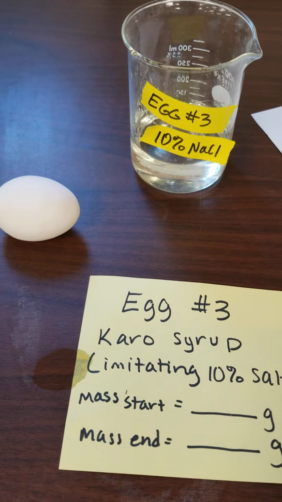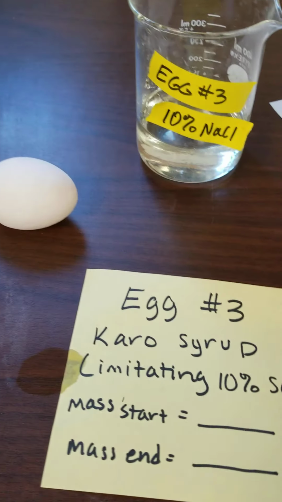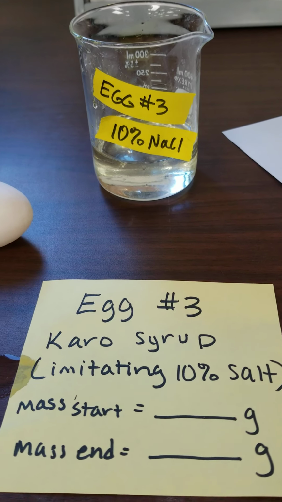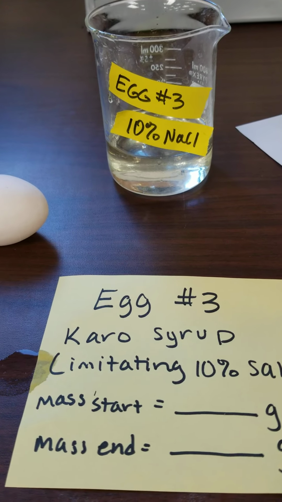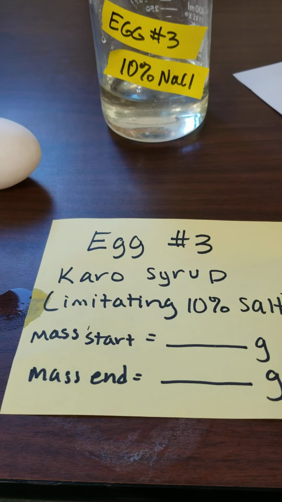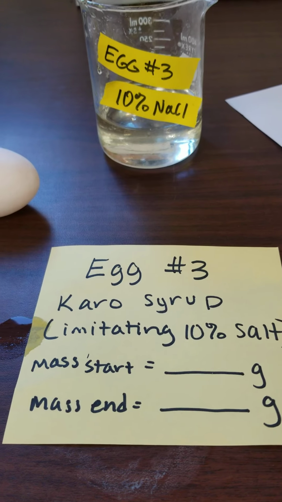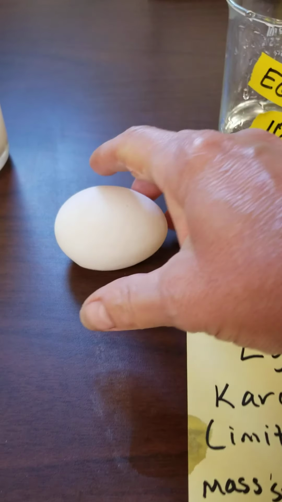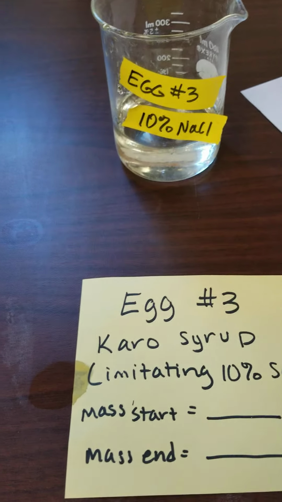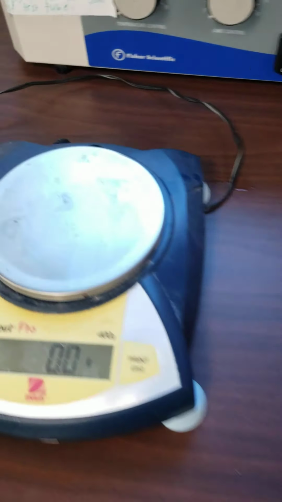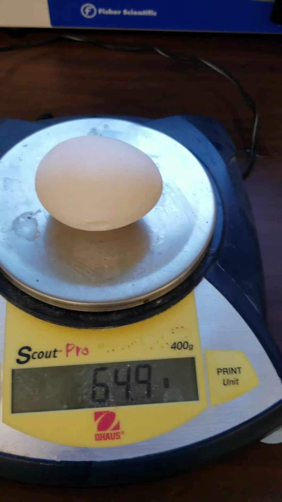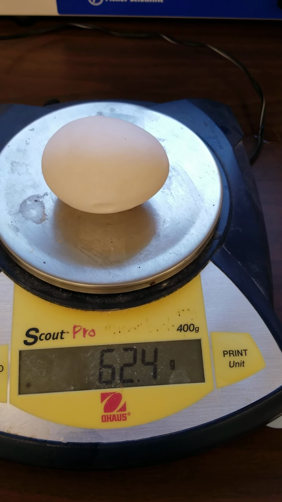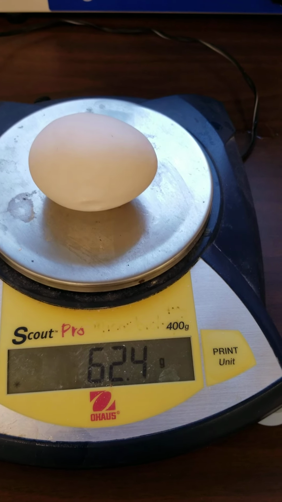Okay, so now we have our last egg, egg number 3. It's right here. Now this egg is going to go into a solution that's going to mimic a 10% salt solution in a human body. So instead of a 10% salt solution, which didn't work very well, I am using Karo syrup, which works really well. So let's go ahead and weigh our egg to get our starting weight at the beginning of class. This egg weighs 62.4 grams. I'll go ahead and pause the video and record this weight while you do the same.